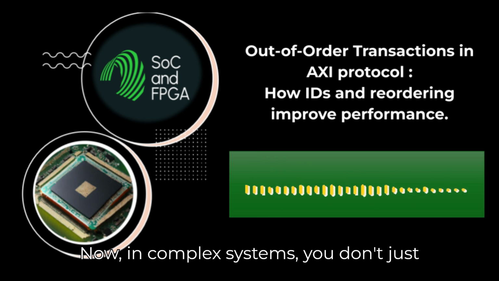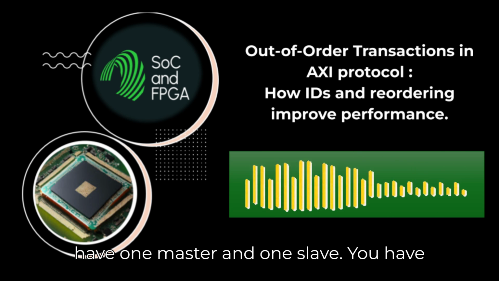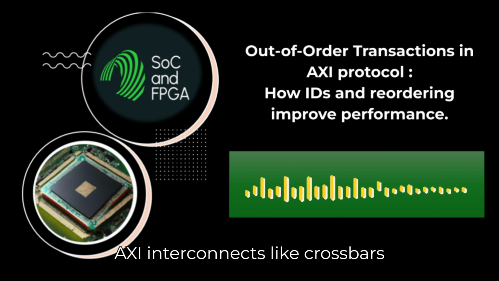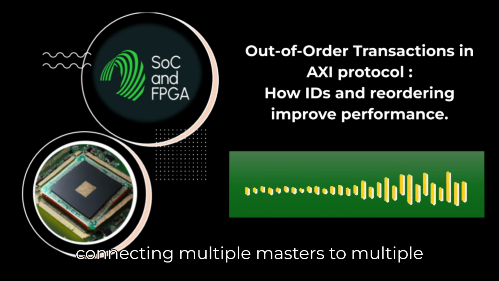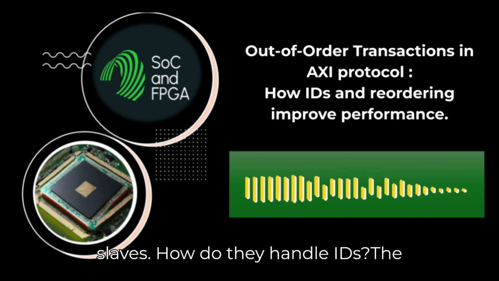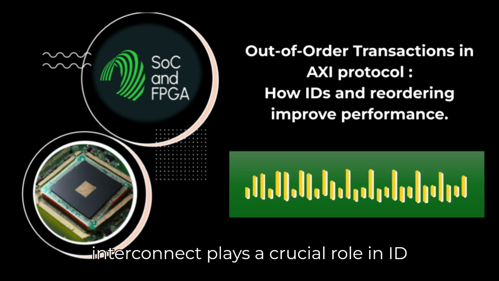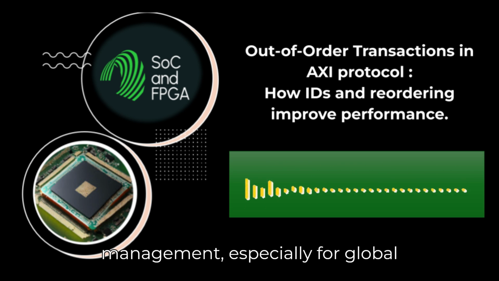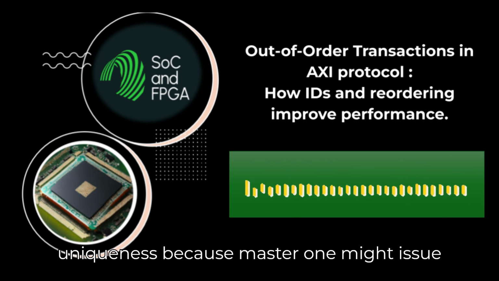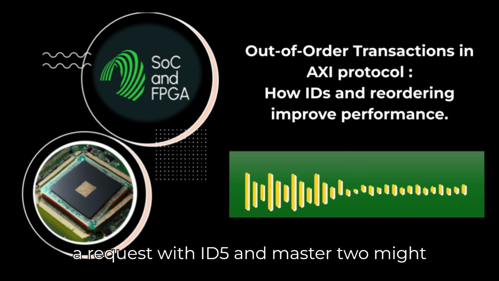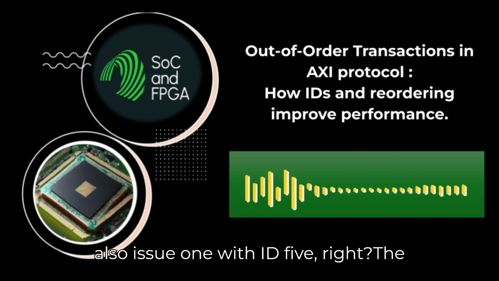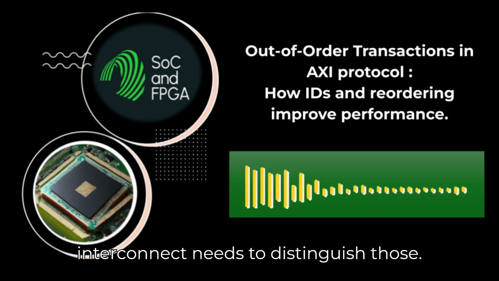Now, in complex systems, you don't just have one master and one slave. You have AXI interconnects, like crossbars, connecting multiple masters to multiple slaves. How do they handle IDs? The interconnect plays a crucial role in ID management, especially for global uniqueness. Because master 1 might issue a request with ID 5, and master 2 might also issue one with ID 5. Right. The interconnect needs to distinguish those.